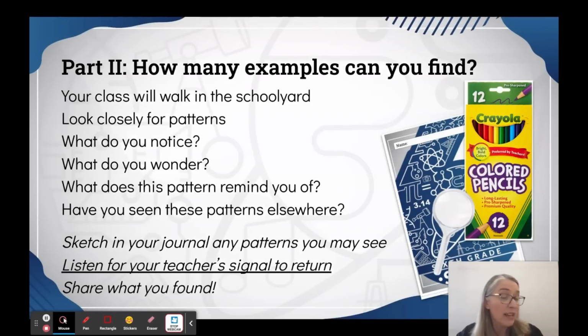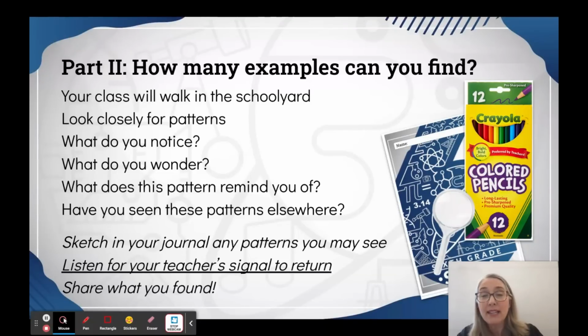You are going to take your nature journal and you're going to go out into your schoolyard. You're going to look closely for some of these patterns. And so you'll fill this out as you go. What do you notice? What did you wonder? What does this pattern remind you of? Have you seen any of these patterns elsewhere? I also left you a spot to make a little bit of a doodle.